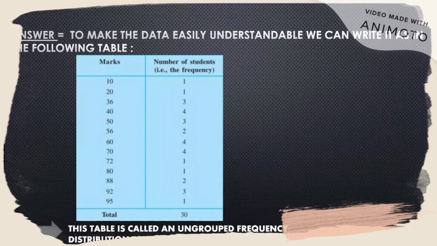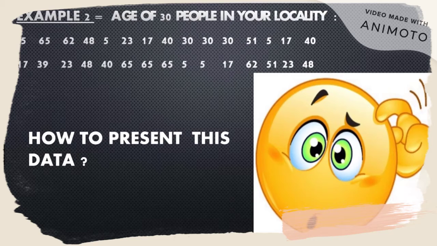This table is called an ungrouped frequency distribution table as it shows the frequency of each individual value in the given data. Now let us move to the next example. Next slide. So here it is: ages of 13 people in a locality. The data is given below.